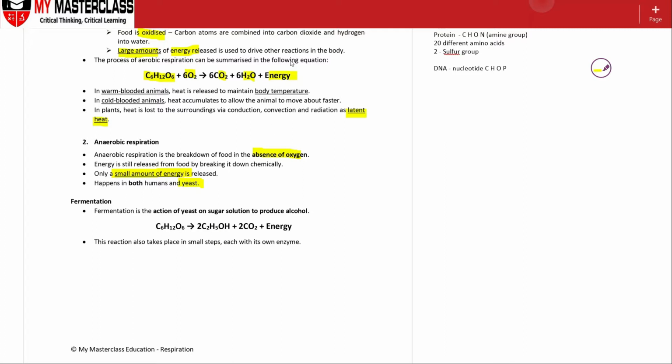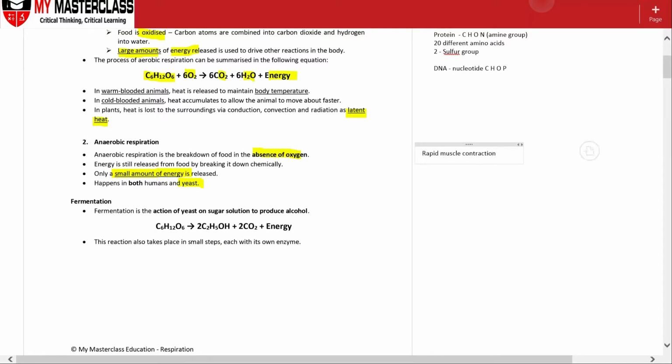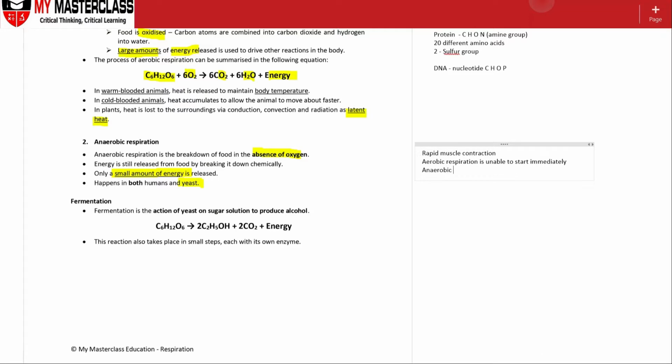So why is it that aerobic respiration produces so much energy, but anaerobic respiration can also take place in humans? Think about it, if you are doing a very short run, you will have rapid muscle contraction, correct? When you just suddenly run, you have rapid muscle contraction. Because of this, your aerobic respiration is unable to start immediately. So during this period, anaerobic respiration will take over first in order to compensate for the amount of energy that is required suddenly.